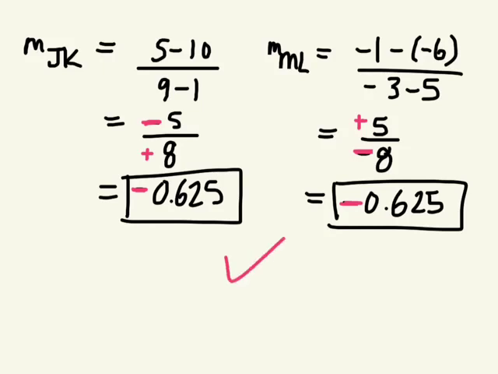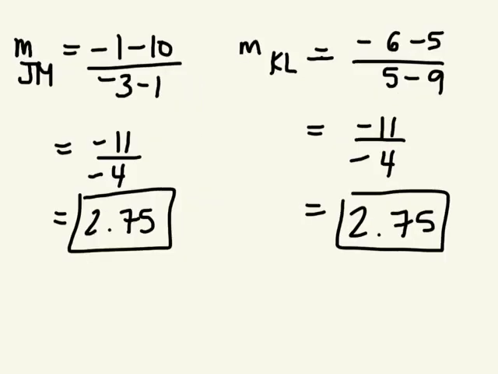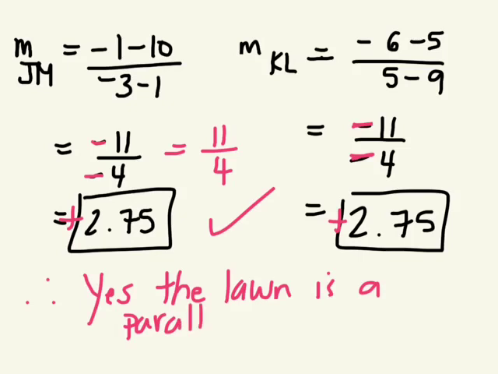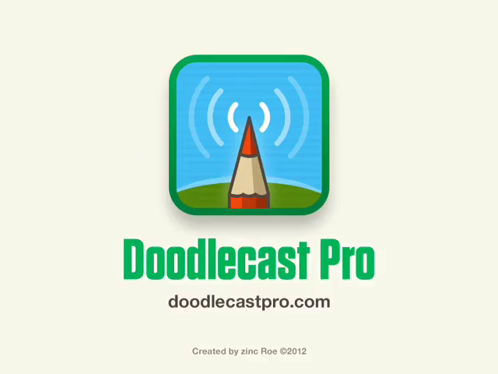What about the other two opposite sides? Were they parallel? As a decimal, 2.75, or -11 over -4 equals +11 over +4. Same with this one, positive. So we just proved that yes, the lawn is a parallelogram because the opposite sides have equal slopes.